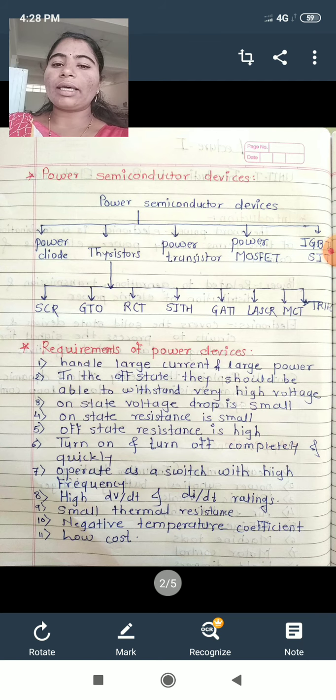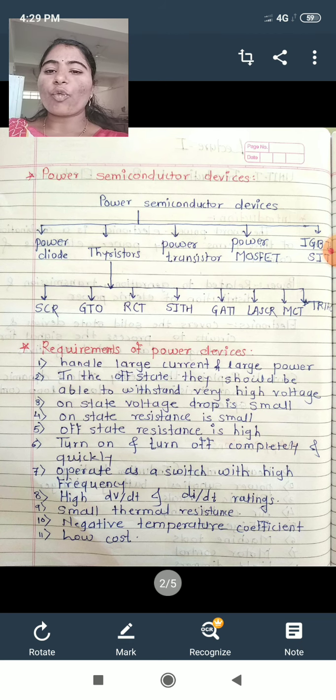Now see the requirement of power devices. Why do we use the power devices? Why is it needed? See, the first requirement is that we have to handle large current and large power. At that time we can use the power devices. It is the basic feature of power devices that they can handle large current and large power.